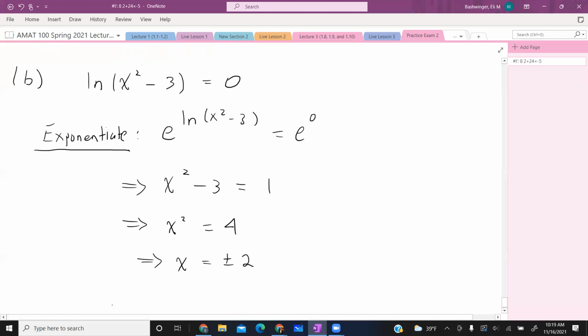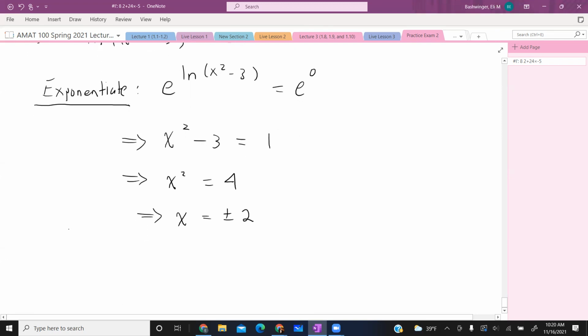Now, we have to be careful though, make sure that these solutions make sense. Can I actually plug those in? The answer is yes. If I plug in plus 2, I get 4 minus 3, which is 1, and ln of 1 does in fact equal 0. For the other root, I can plug in negative 2 as well. The square of negative 2 is 4, and 4 minus 3 is 1, and ln of 1 is 0. So these solutions make sense.